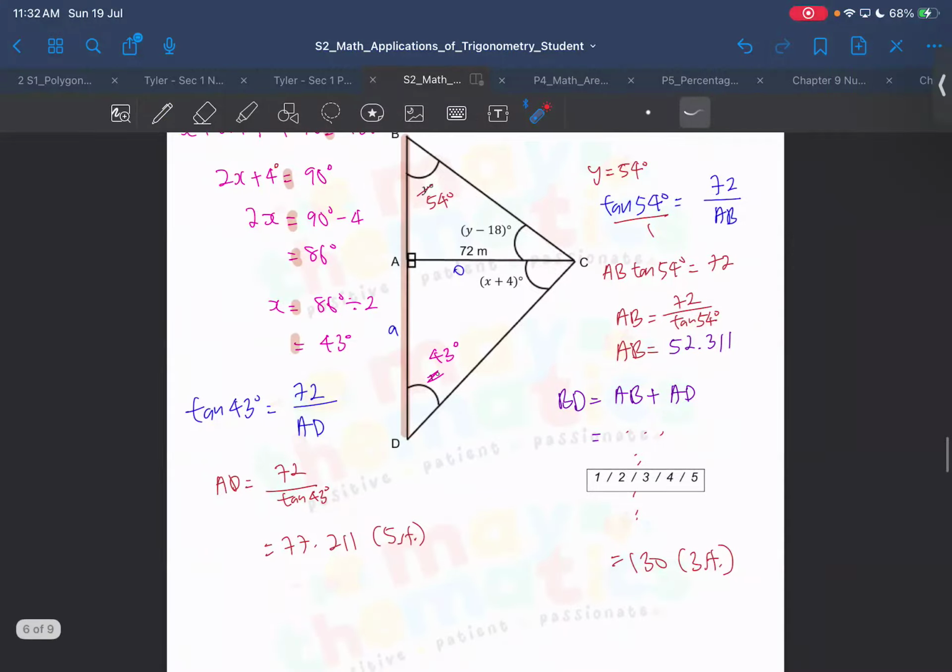Can you find x? X equals 180 plus 180 minus 90. It's looking at which triangle? The whole thing, or just looking at ABC? ADC. Minus 90 plus 4. Yes, because here is plus 4, then divided by 2.